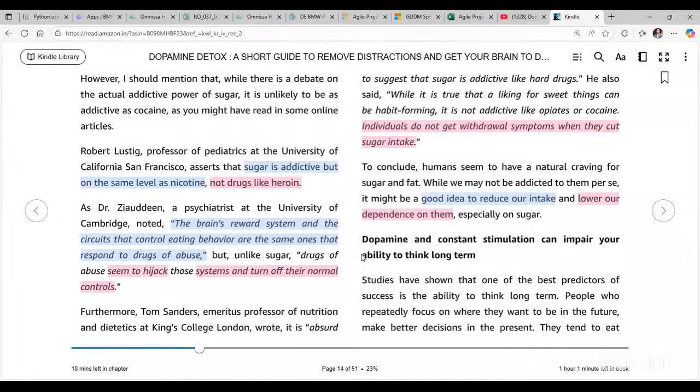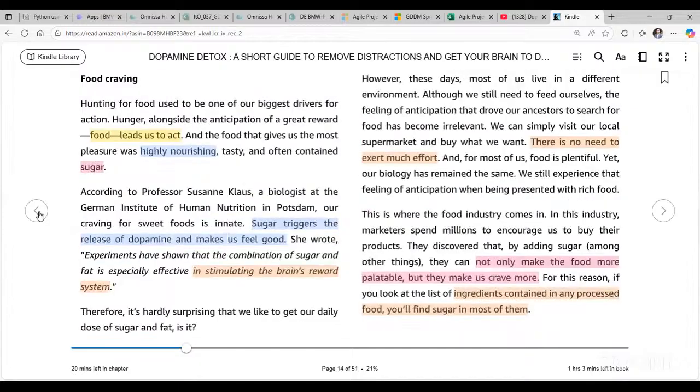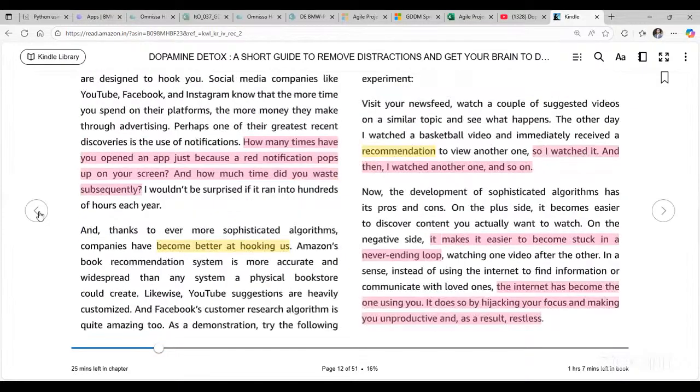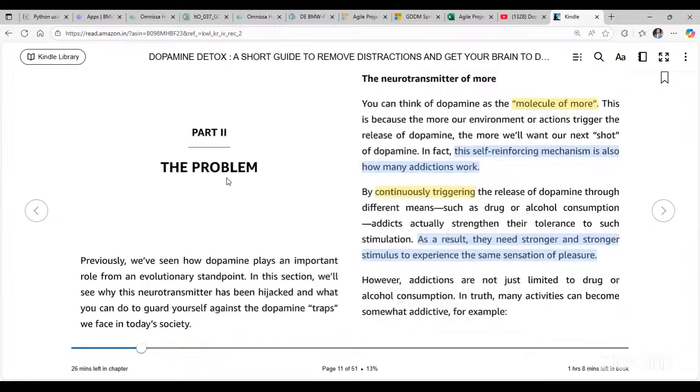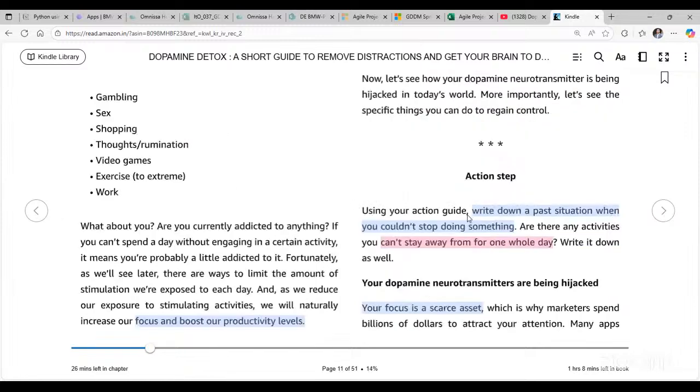So, welcome all. Let's start today's reading session. We have completed till the dopamine effect, right? We are continuing about action steps. We understand the problem, and now we are revealing what are the action steps that we can take so that we can get rid of this hijack.